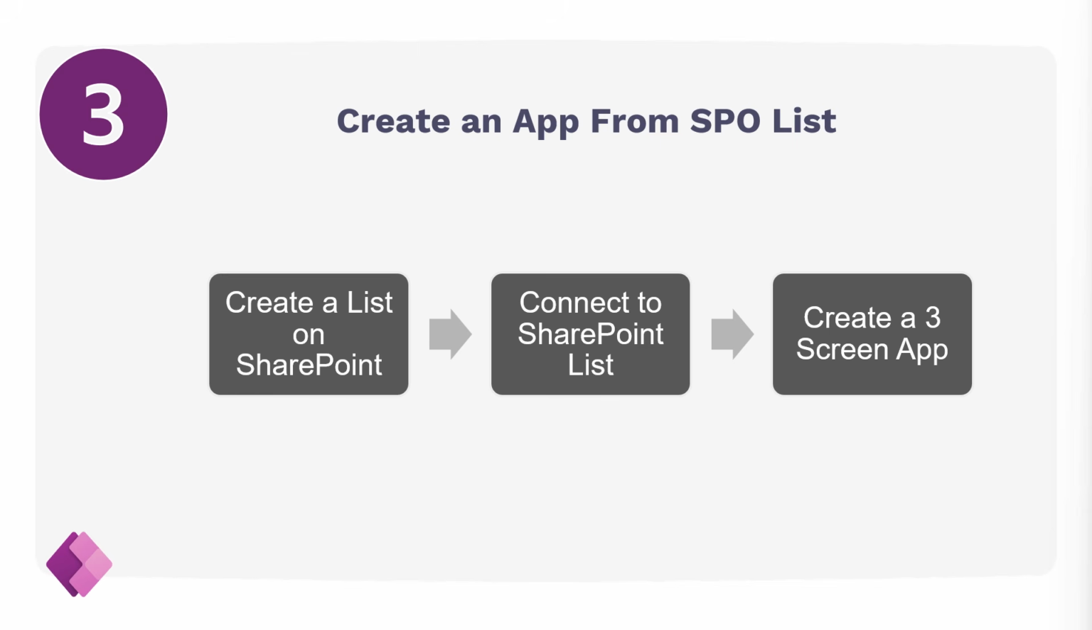For the third part of our lesson, let's go ahead and create an app from a SharePoint list. It's also a three-step process. We need to create a list on SharePoint or use an existing list. We need to connect our SharePoint list to our Power App Creator. And then we can go ahead and create a 3-screen app. What is Microsoft List or SharePoint List? Let's take a little detour to see what it's all about.